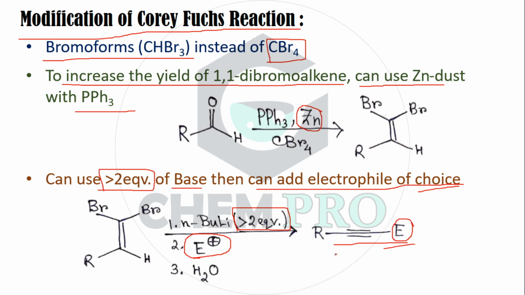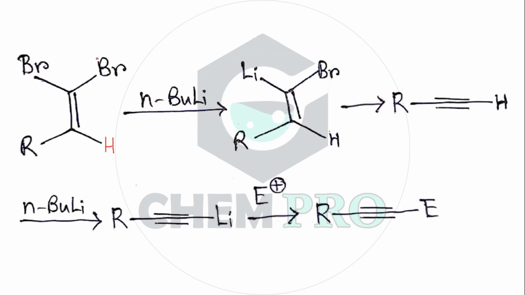Okay, so let's check the mechanism first. Here is the 1,1-dibromo alkene, and after the first equivalent of the base, that is n-butyllithium, there will be a lithiation, or metal exchange reaction. So after the metal exchange reaction, this will be the product.